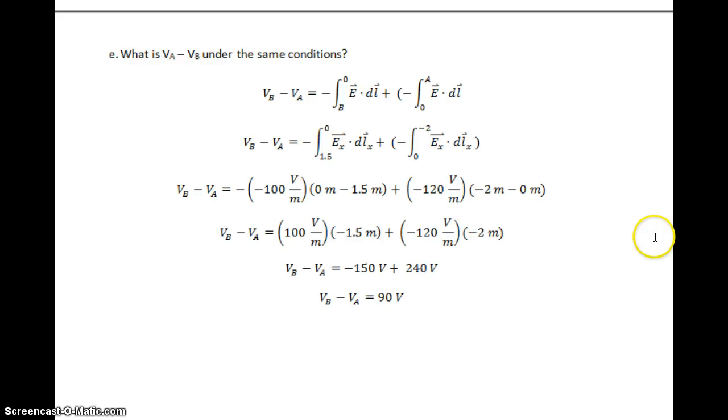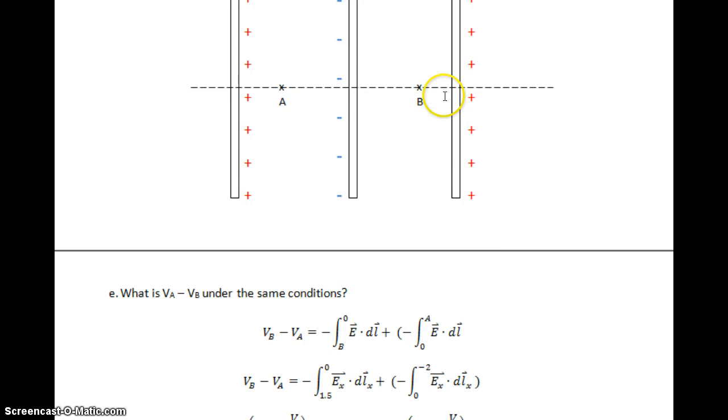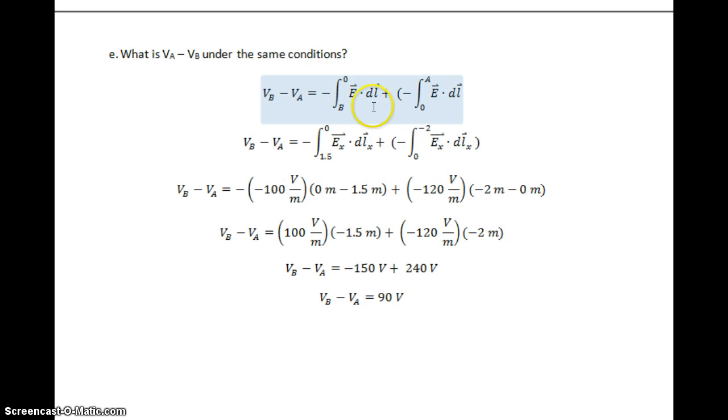Now we're asked to find VA minus VB under the same conditions. So VA minus VB is saying VB is our initial location and VA is our final. And we can look here. So we're going from here to here in the negative x direction. So we see here, once we plug everything in, we'll get a positive 90 volts.